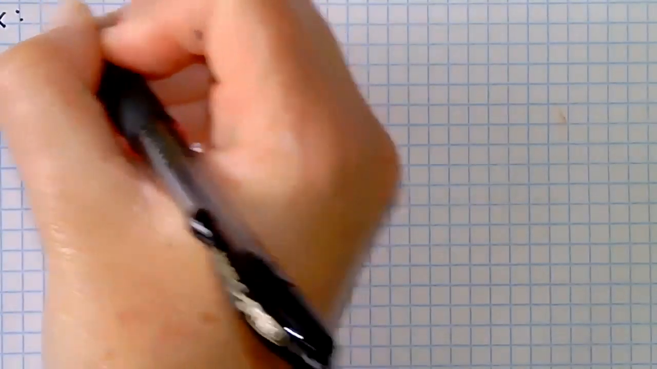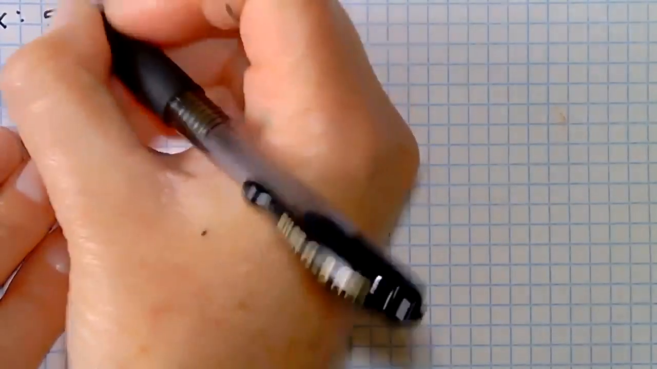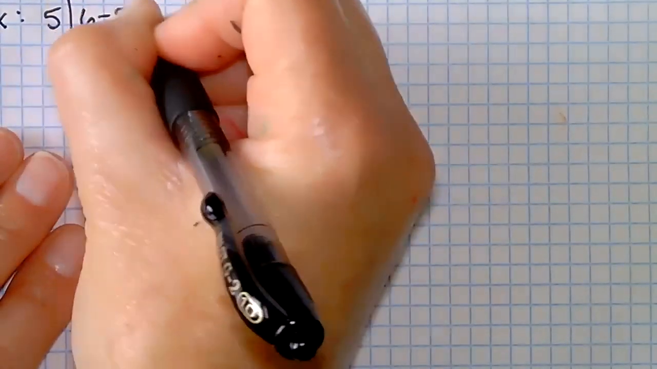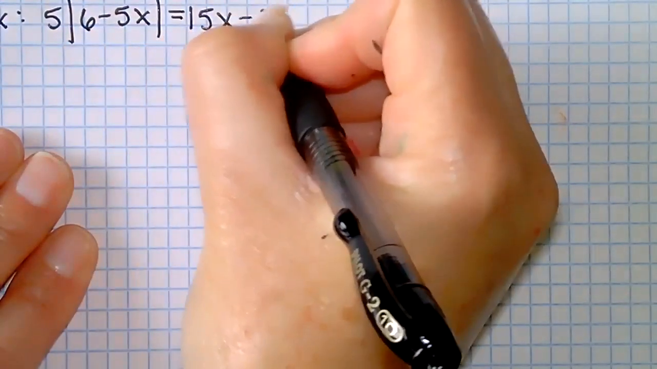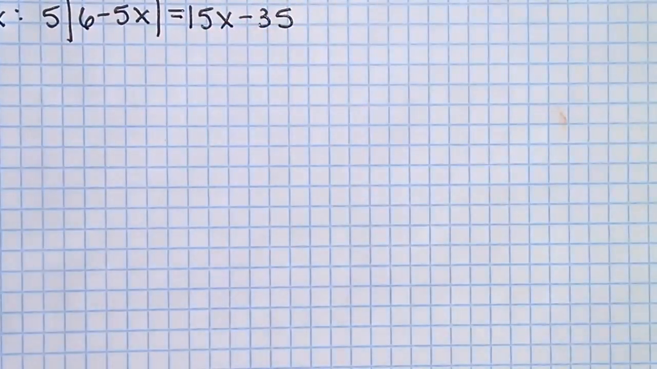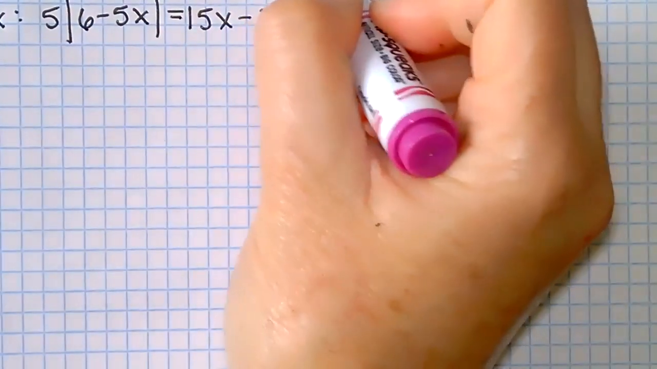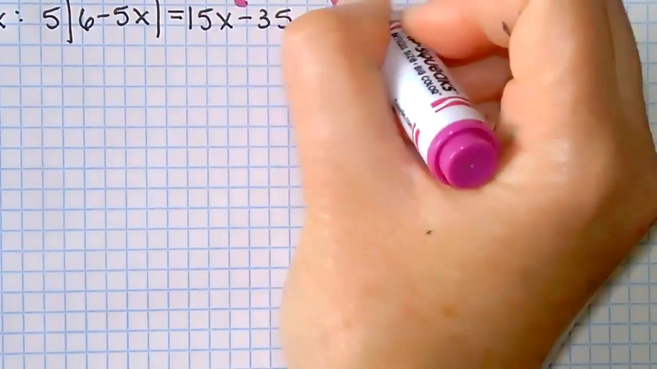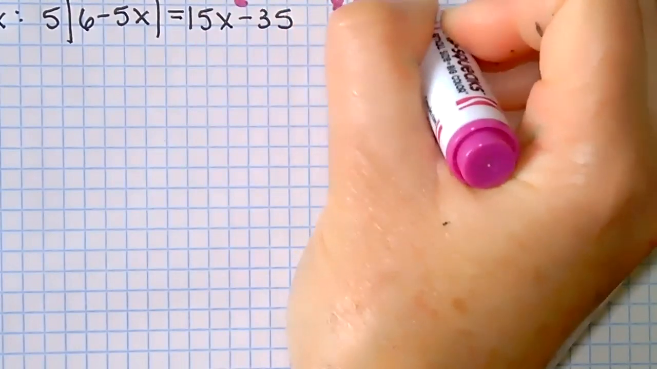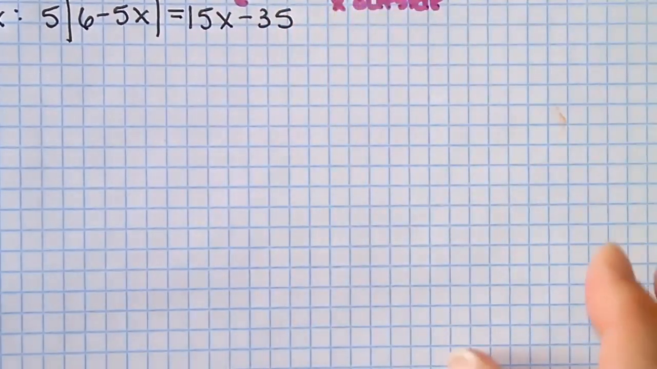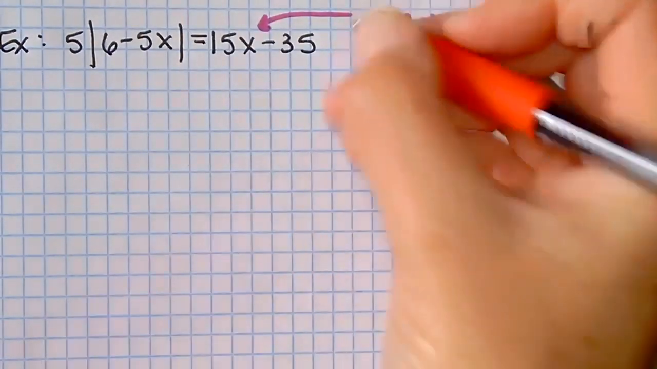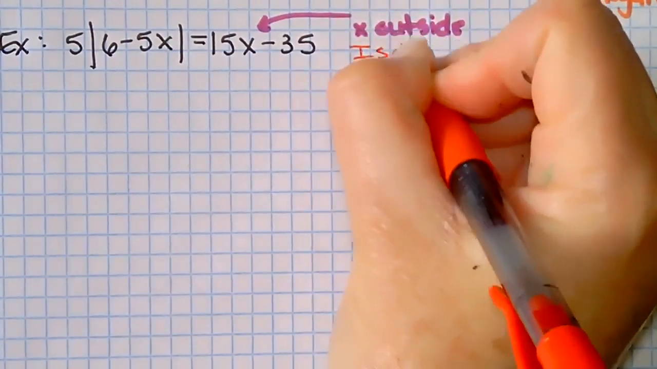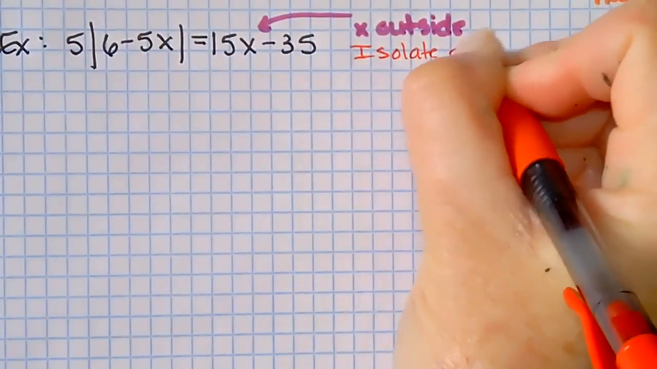For this one, 5 times the absolute value of 6 minus 5x is equal to 15x minus 35. Again, we have x outside, so that means it's going to be one of these ones that I have to check. First thing again, isolate the absolute value. Always your first step.